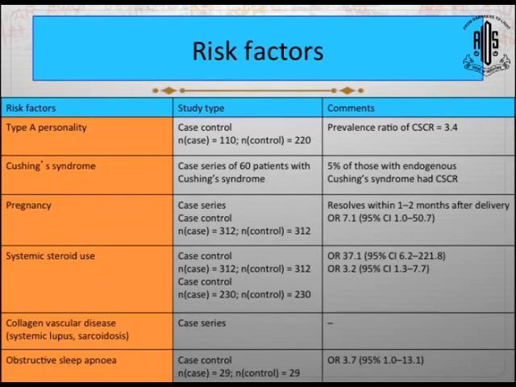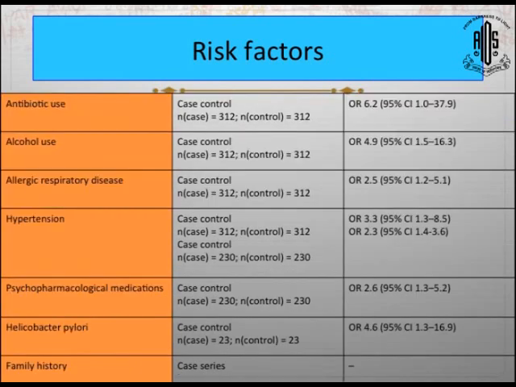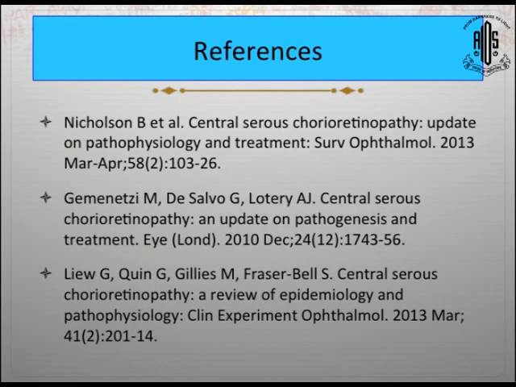Just to summarize the risk factors, there have been a lot of case control series and case series for these risk factors, and they have been reported as significant for CSR. That is type A personality, Cushing's, pregnancy, systemic steroid use, collagen vascular diseases, obstructive sleep apnea, antibiotic and alcohol use, allergic respiratory diseases, hypertension, psychopharmacological medications, and, as I've already covered, Helicobacter pylori and family history.